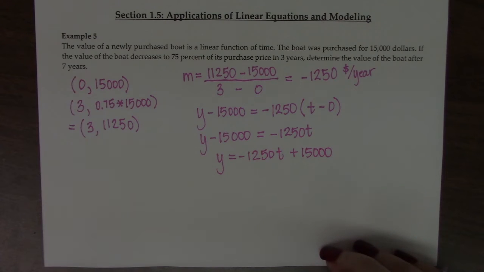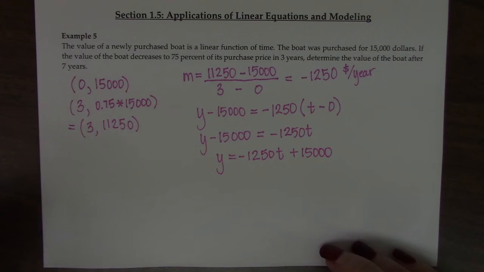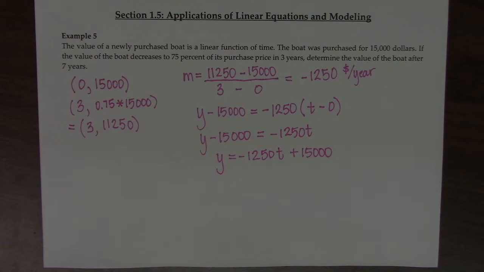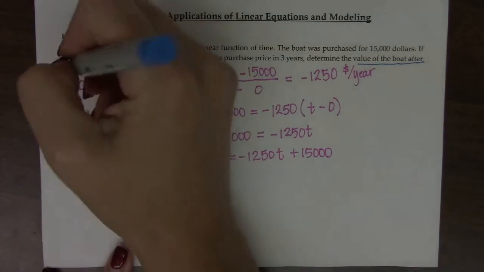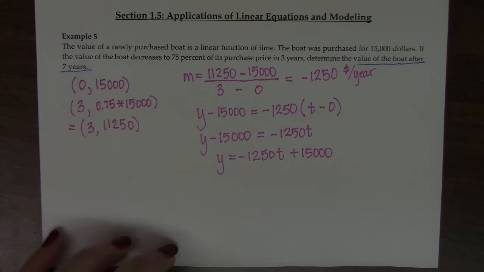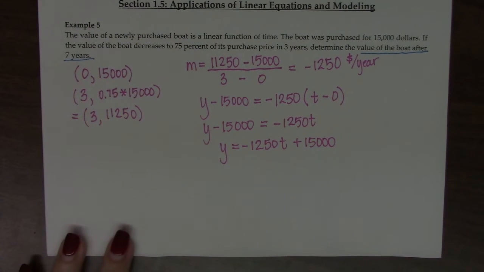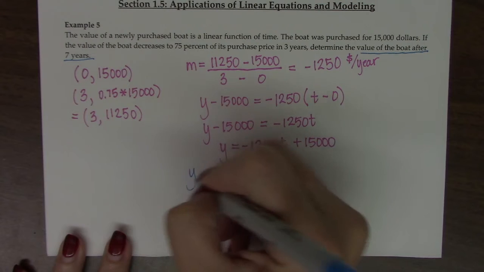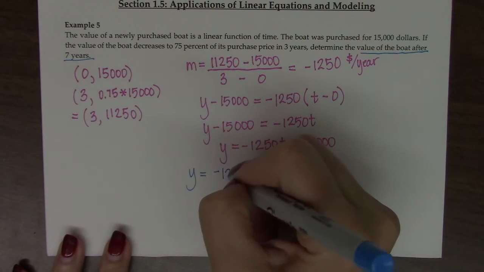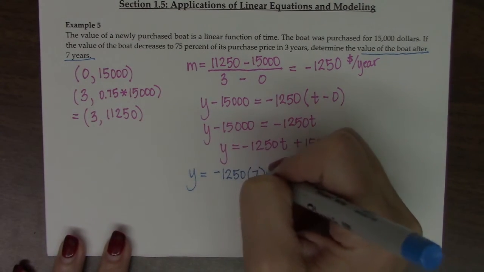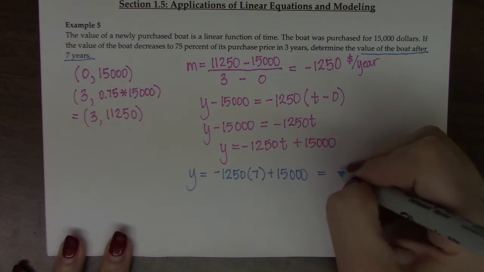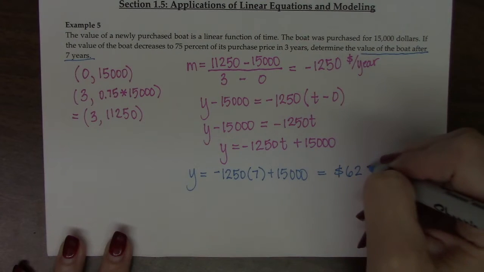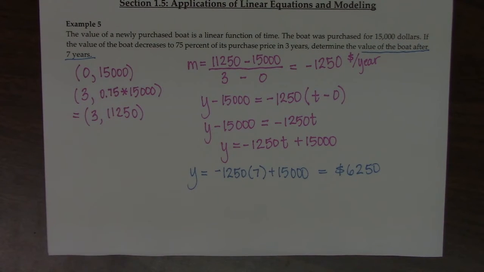So I have the model, but we want to make sure that we read the question properly. What the problem actually said was to determine the value of the boat after 7 years. So I need to know what this boat is worth in year 7. We do that by plugging 7 years into our equation, and we see the boat is now down to $6,250 in value.